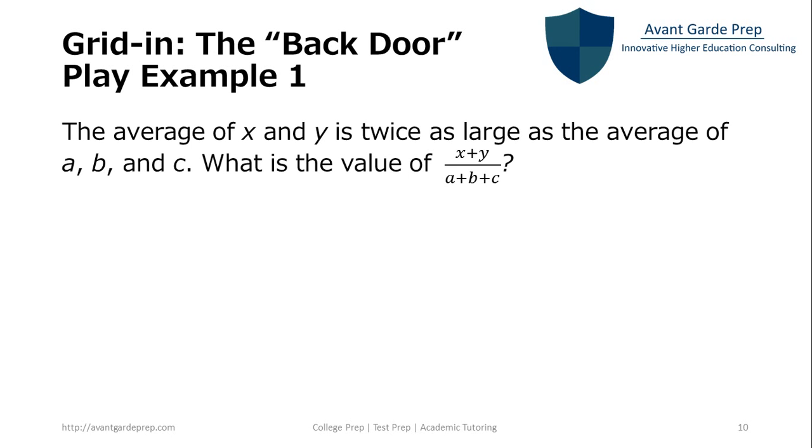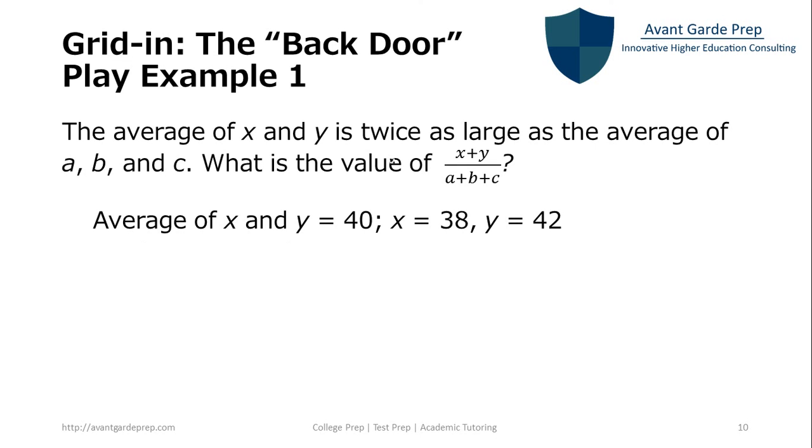Example 1 states, the average of x and y is twice as large as the average of A, B, and C. What is the value of (x plus y) divided by (A plus B plus C)? Now this may seem kind of tricky, but we can make up some numbers and go from there. So we know that we're looking for the value of (x plus y) divided by (A plus B plus C). And we know that the average of x and y is twice as large as the average of A, B, and C. So let's start there, and that's where we can begin to make up our numbers.